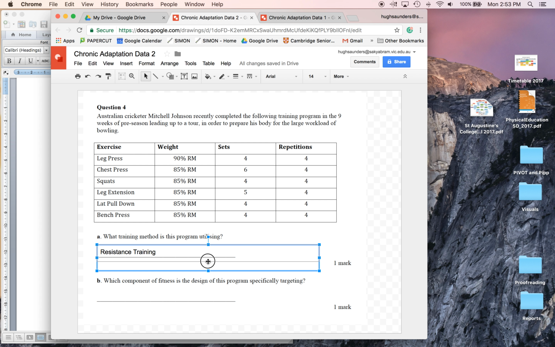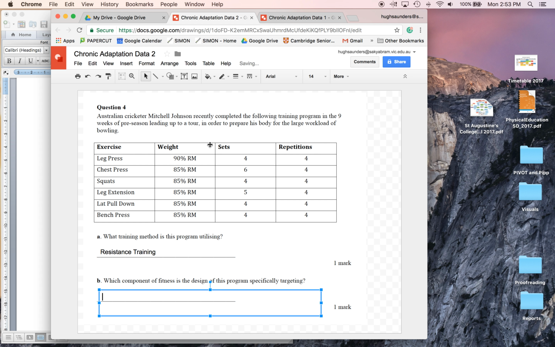The other thing you might be asked to do is analyse that and say, looking at the variables within our resistance training session, what program specifically should I target. If we have a look at the information here, the weight is really high, it's 90% of 1 repetition maximum. The sets are between 3 and 6, but we've only got 4 repetitions. So I'm looking at a high weight and low reps, which, if you looked at your table, would certainly say that we're definitely training muscular strength for that one.